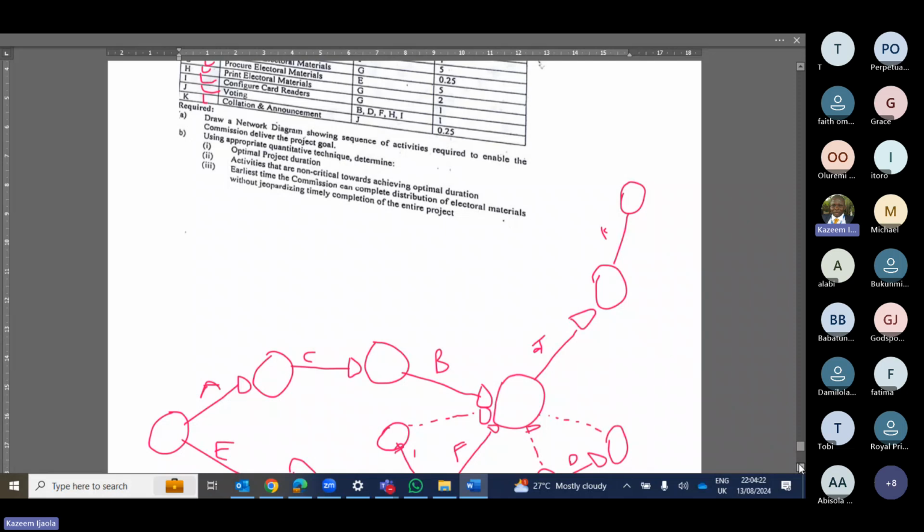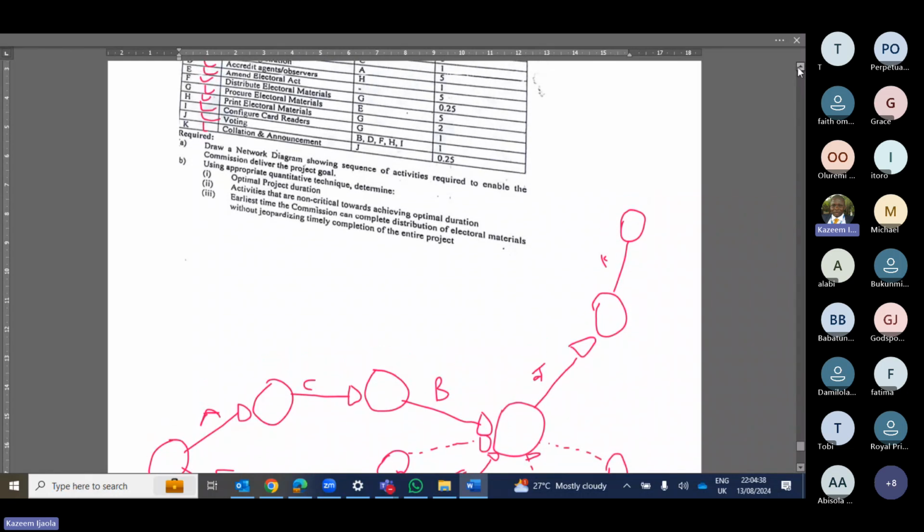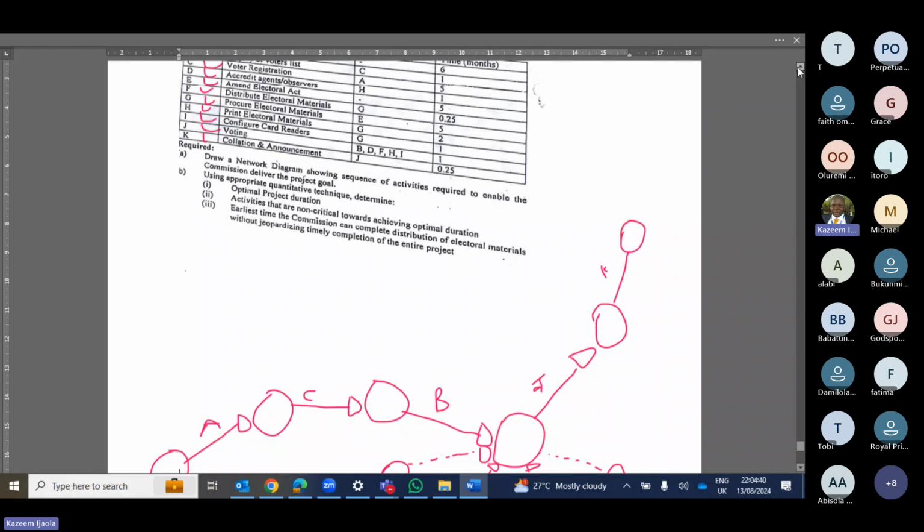There are 5 activities that connect together before we can have J. What are those activities? B, D, F, H, I. Now, where we have the problem is that about 3 of those activities are starting from the same origin, G. And the rule is that you cannot start activities from the same origin and also end at the same origin. No, you have to introduce a dummy.